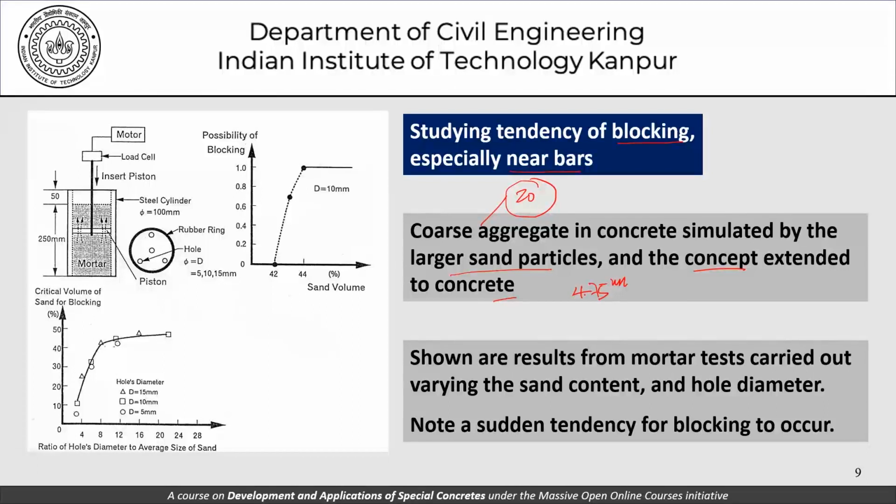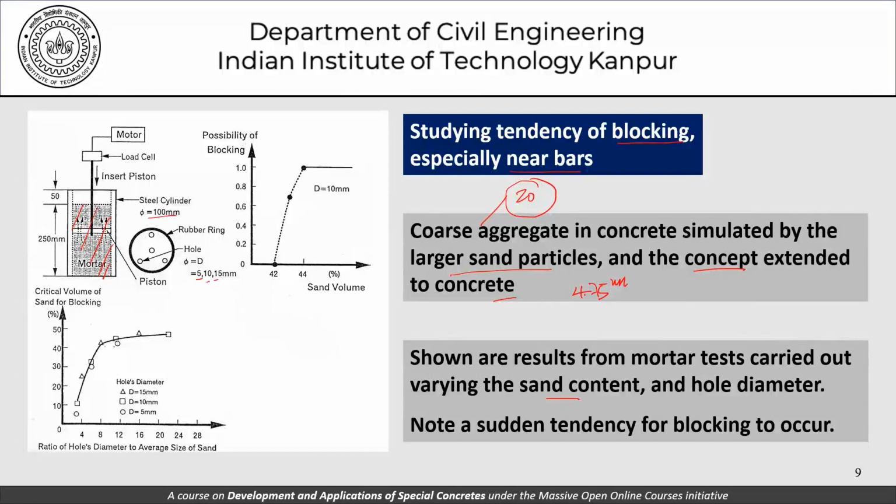We could use some particles and say that, okay, this is how we are going to model it and move forward as far as our results are concerned. Shown are the results from mortar tests carried out with varying sand content and hole diameters. Now, what is the experiment? The experiment is that we fill this part with mortar. We have a cylindrical vessel, fill it with mortar, and we have a piston which has certain holes. 5 mm, 10 mm and 15 mm diameter holes were made in different pistons.